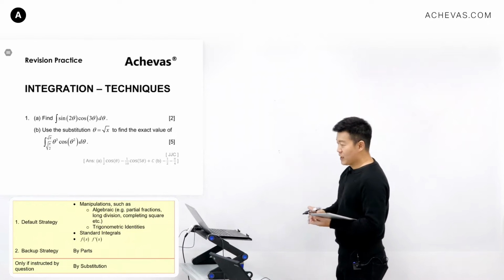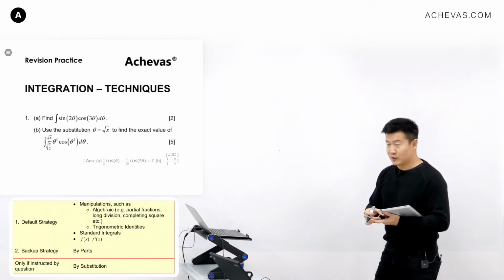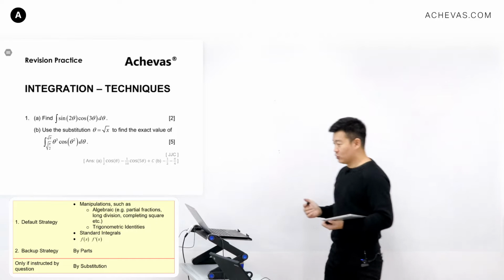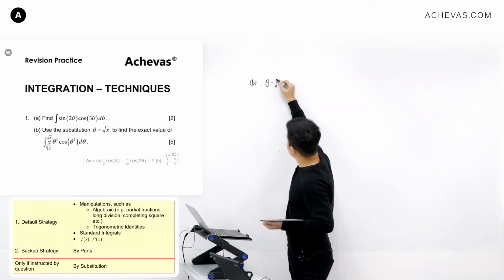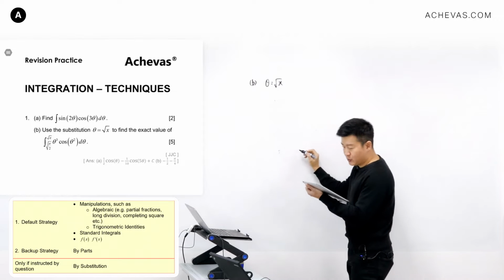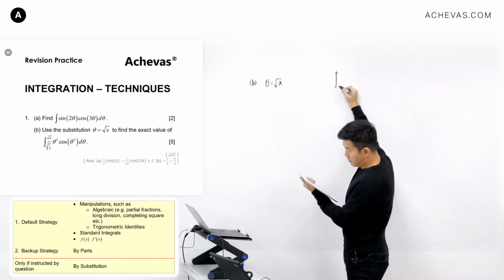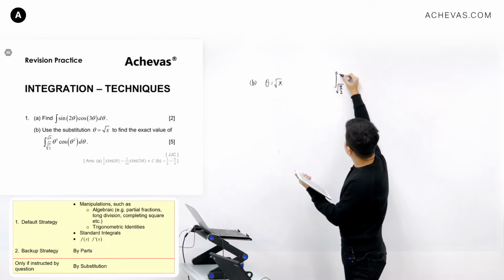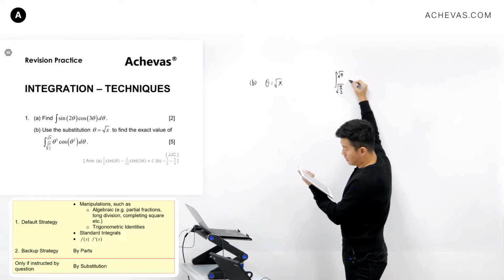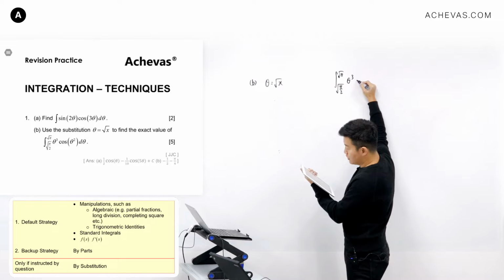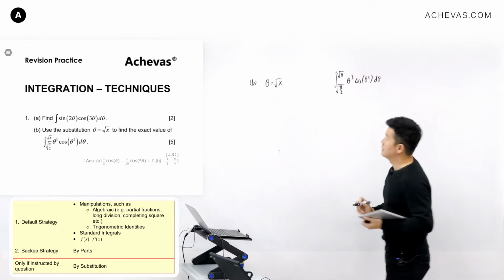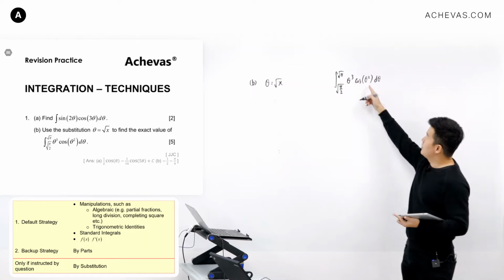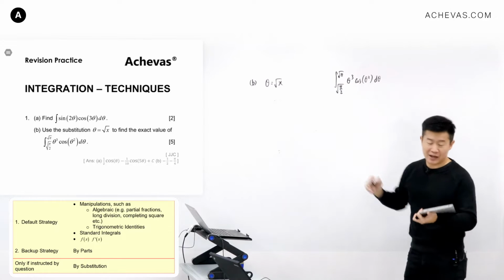In 1b, we are supposed to do substitution. So this is triggered by the question. To do the substitution for 1b, we are given theta to be equal to square root of x. And we are supposed to integrate from square root of pi over 2 all the way until square root of pi of theta to the power of 3 cosine theta squared d theta. So we are going to be replacing all the theta by x.